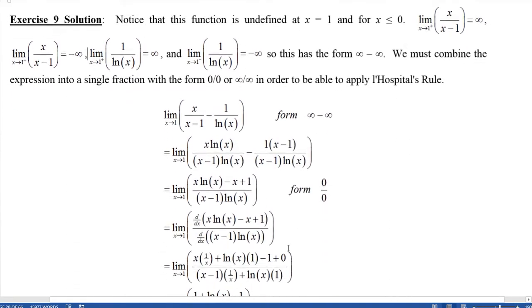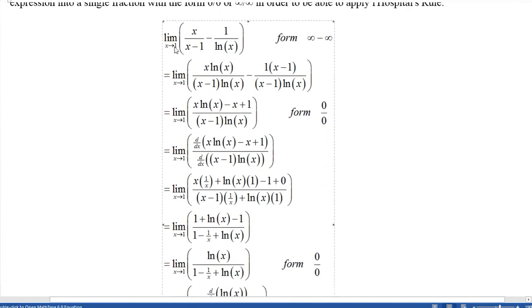So here, let's go through and work out the details of the limit. It basically has the form infinity minus infinity. And so what we want to do here is get a common denominator and add these together. So the common denominator is going to be x minus 1 times ln of x. For the first fraction, we're going to multiply the numerator and denominator by ln of x.